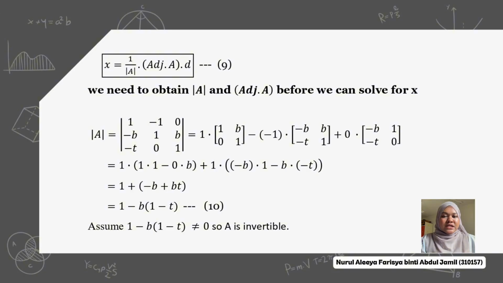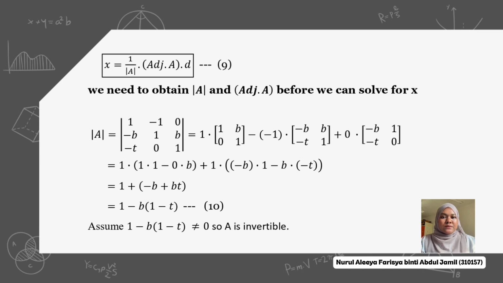The first critical step is obtaining the determinant of A, also known as the modulus. We perform a Laplace expansion along row 1 of our coefficient matrix. First, we take the element 1 from the first row and first column. We multiply it by the determinant of the remaining 2 by 2 minor: 1 times 1 minus 0 times B, which gives us 1.